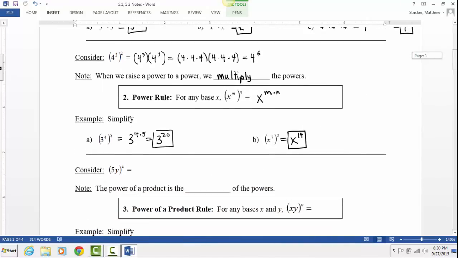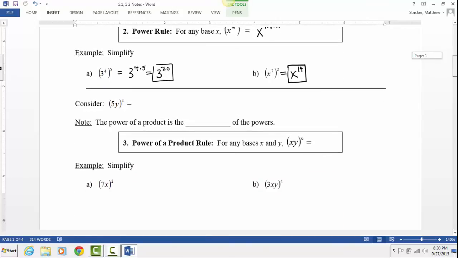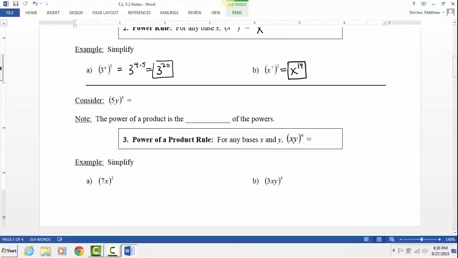Two times 7 is 14. Okay, we have another type of problem to consider here. We have 5y raised to the 4th. Well, we know this means we take 5y times 5y. 5y times itself how many times? 4 times.